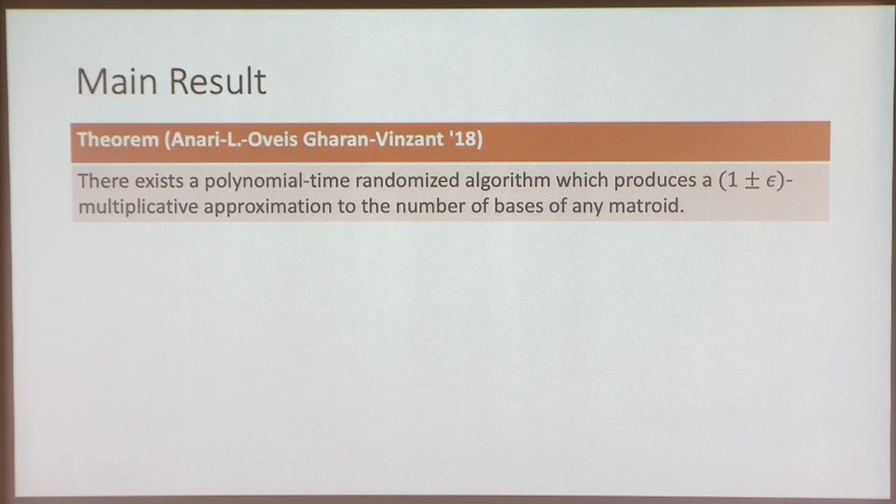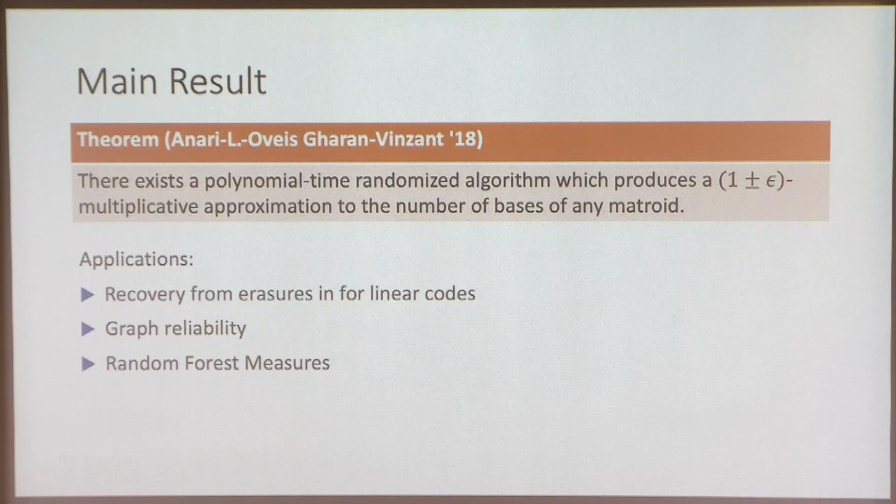So what is our main result? Our main result is that, indeed, there is a polynomial time randomized approximation algorithm that gives you a 1 plus or minus epsilon multiplicative approximation. And let's just recall that the applications of this are that you want to recover from erasures in linear codes, or estimate graph reliability, or random forest measures.